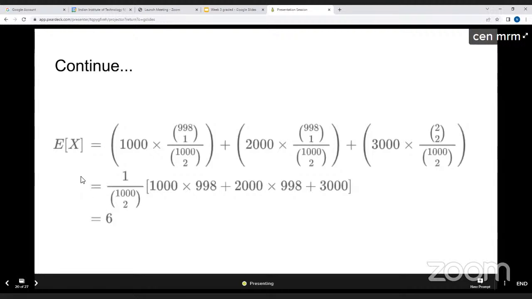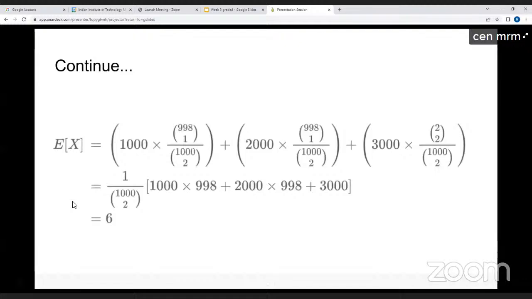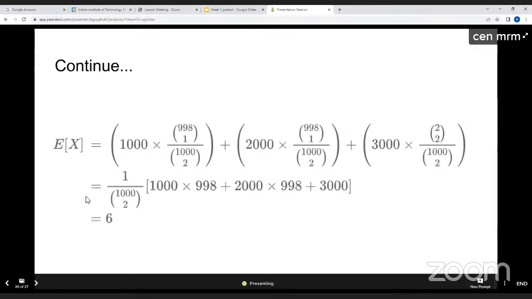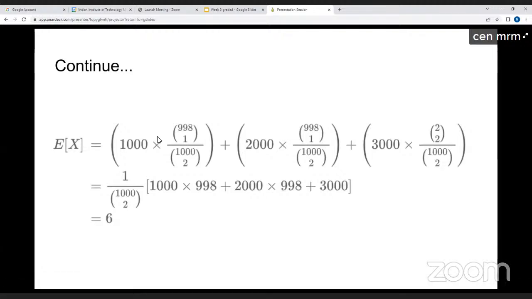Ma'am? Any confusion in this? Yeah, tell. Sorry, so one ticket in case of 1000, right? One ticket is coming from 998, right? Which case are you talking about? The first bracket, 1000 multiplied by 998 divided by 1000 choose 2. 998 is for the 0 case, right? 998 C1 is for 0, since there are only 2 tickets with 1000 and 2000, and the rest are zeros. So I think they have not put the 1 C1 term, because one ticket will be coming from the ticket worth rupees 1000, right, ma'am? Yeah, so 1 choose 1 is nothing but 1. Yes.